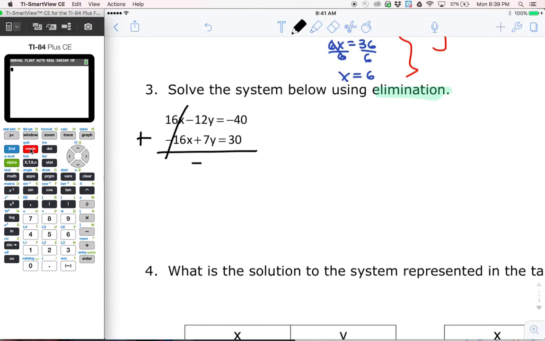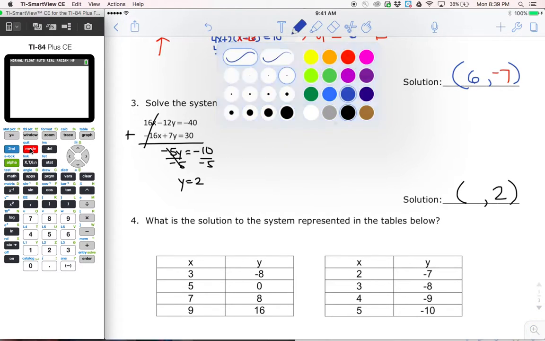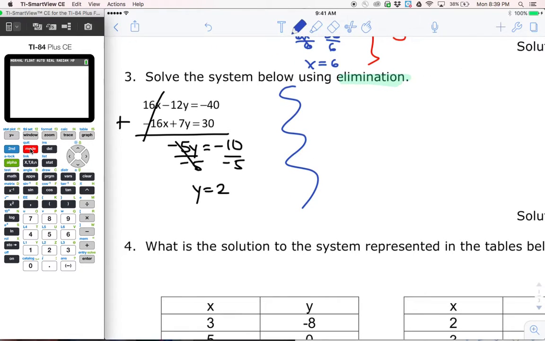-12y plus 7y is -5y. -40 plus 30 is -10. Takes 2 seconds now to solve. Divide out that -5, and we've got y is equal to 2. Don't put this in the wrong spot, you guys. It's y is 2, so it goes here. Now we've got to find x. Plug it in anywhere you like. I'm going to plug it into the top.